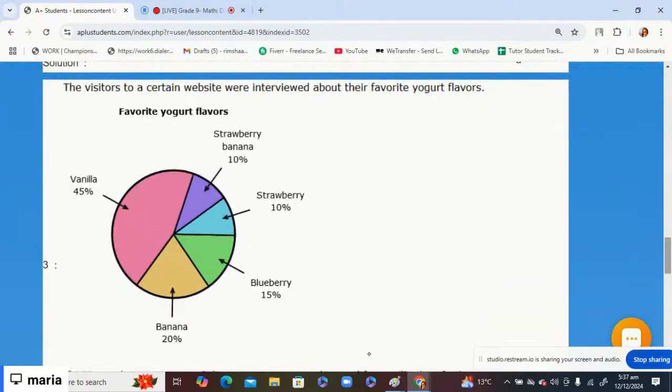The visitors to a certain website were interviewed about their favorite yogurt flavor. Strawberry banana is 10%, strawberry is 10%, blueberry is 15%, banana is only 20%, and vanilla is 45%. What is the greater amount here? You see the circle for checking the greater amount, okay?